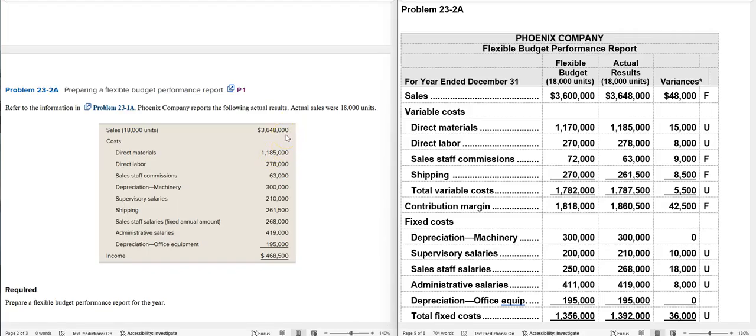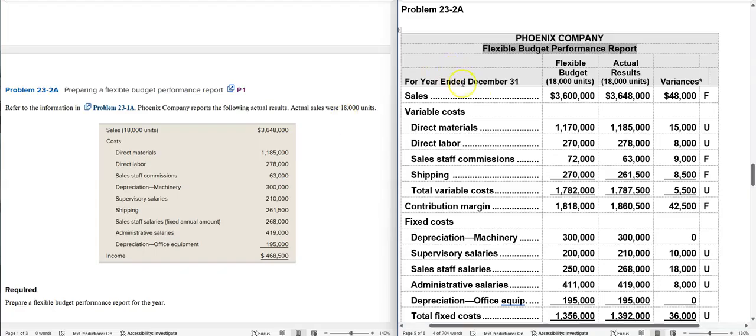But it doesn't really tell me a whole lot because I'm comparing apples to oranges, right? And I want to compare apples to apples. So what I need to do is compare my actual results in my performance report to a budget that is based off of 18,000 units as well, right? If I'm comparing actual results and a budget that both were based off of 18,000 units, it's going to make it a lot easier to evaluate performance.